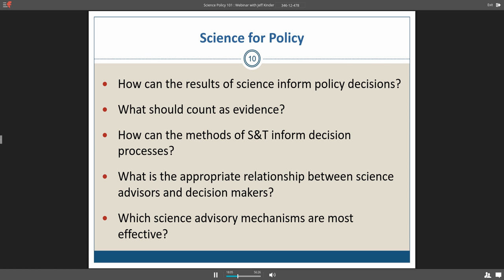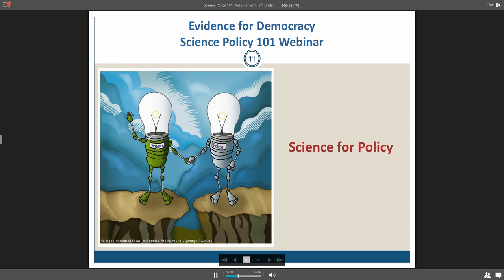As well as what other types of mechanisms are effective. In Canada, we've experimented with many different types of arrangements. We're experimenting with a chief science advisor. We've had science advisory boards or advisory councils and many other mechanisms. And so again, these are some of the types of questions that you deal with when you're working more on the science for policy side. So like I said, I think we'll focus a little bit more for the rest of the slides on science for policy, and then obviously if folks have questions on either side, we can take those up at the end.